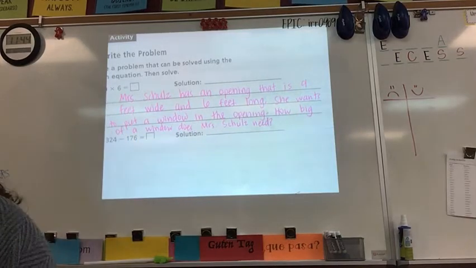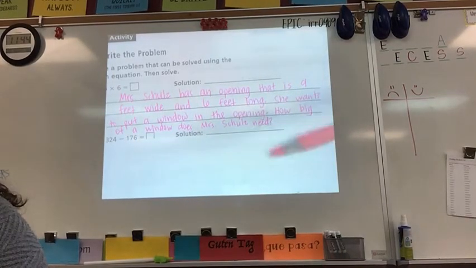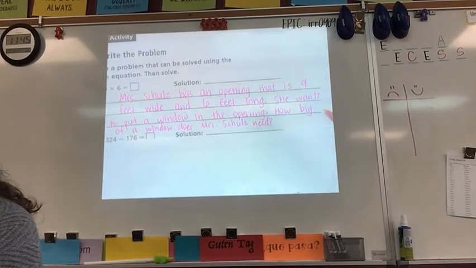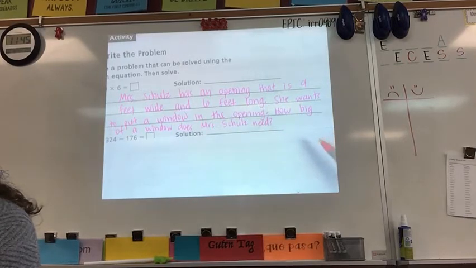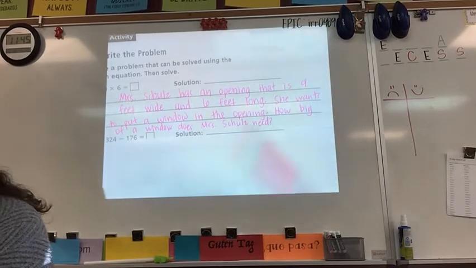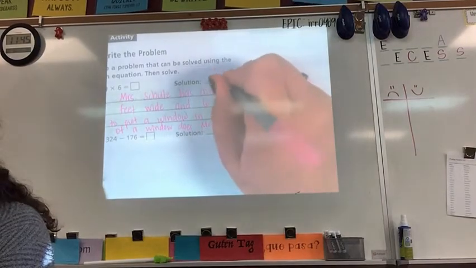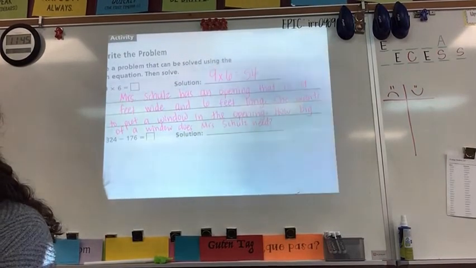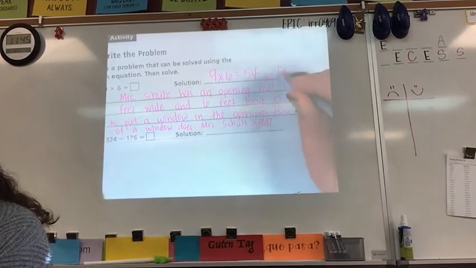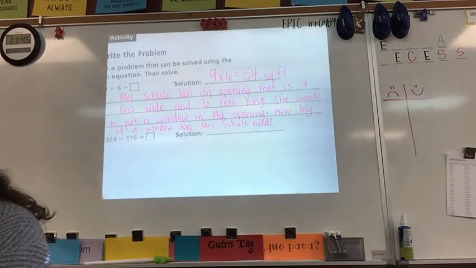The second thing I wanted to point out to you is that in area problems, they usually don't ask you, what is the area? Sometimes they do. But sometimes it gets tricky when you're trying to solve those. And so I put, how big of a window does Mrs. Scholes need? Well, you could say that it would be 9 feet wide and 6 feet long. But I'm going to say 9 times 6 equals 54 square feet, right? Are you ready to try your own word problem?